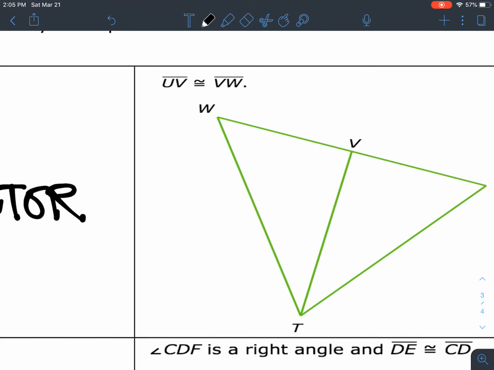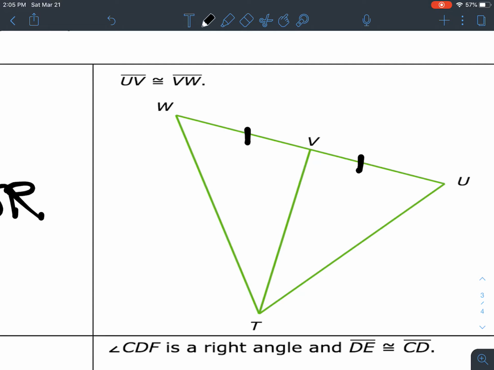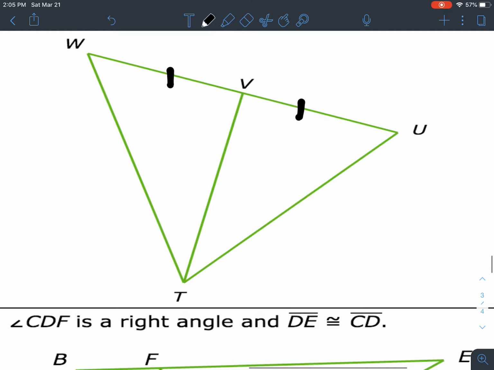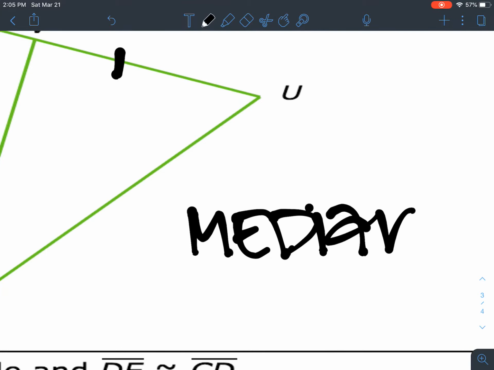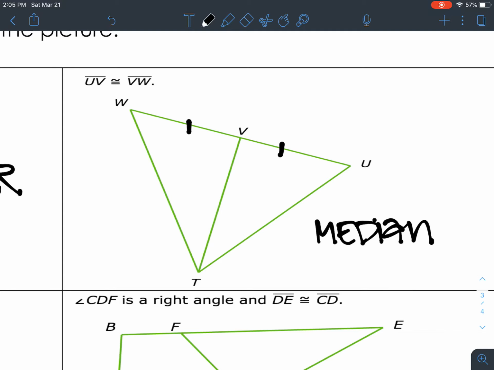Going straight across, we are given that UV is congruent to VW, which means that V is our midpoint. So what we have to decide right now is: is TV a median or is it a perpendicular bisector? Because both of them technically deal with midpoints. I'm going to tell you that this is a median, and that's because we just have a lack of information, to be honest. We don't know that these two segments are perpendicular. If it was perpendicular, then we would be talking about a perpendicular bisector. But because we're not given that, it's only a median.